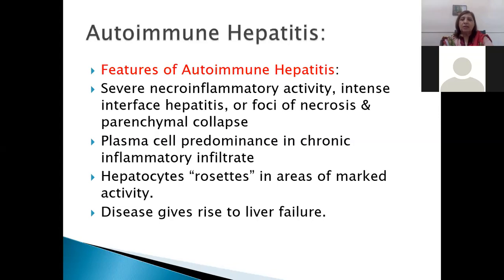Large areas of necrosis can be seen, and parenchyma is completely collapsed because of necrosis of the hepatocyte. Plasma cell predominance is seen in the chronic inflammatory infiltrate. Instead of more lymphocytes, there will be more plasma cells in the chronic inflammatory infiltrate. Hepatocyte rosettes can be seen in the areas of marked activity, and this disease can give rise to liver failure.